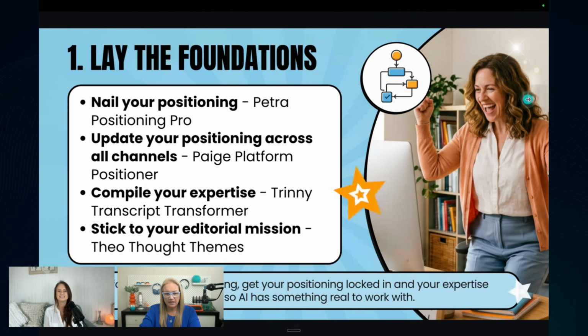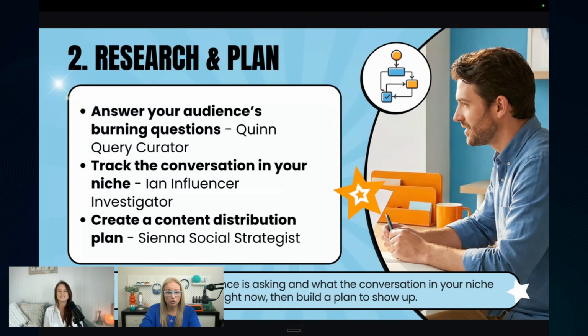And then the next ones I think are good to do are from a research and planning point of view. I've created these specifically to help me with my content so that I'm providing content that is relevant to my audience. So Quinn Query Creator, I created him to research the topic questions that my audience are asking about. He helps me put out content that's more likely to show up in AI search because I'm answering the questions being asked by my community. So that's why I created Quinn.